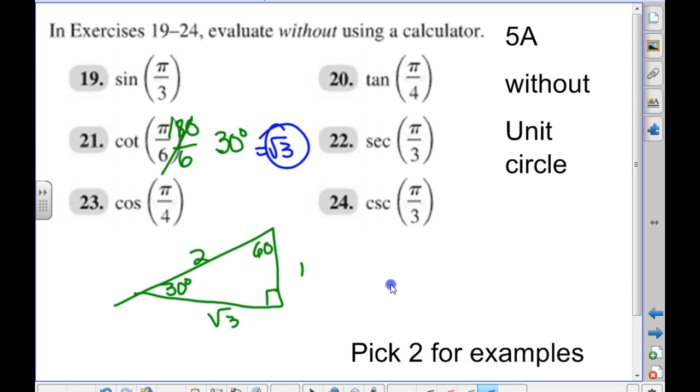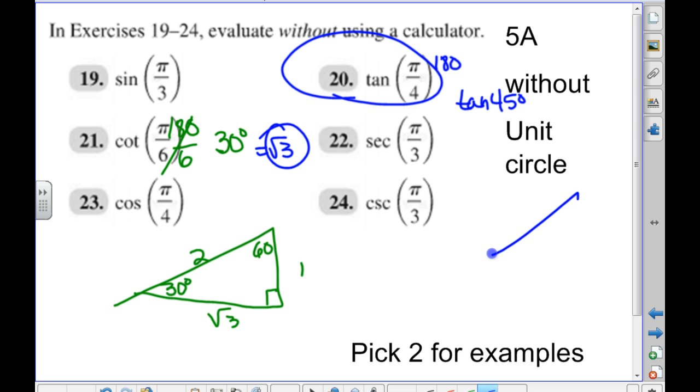One more or not? Let's do one with a pi over 4. Number 20? Okay. What is a pi over 4? What's 180 cut in half and cut in half again? 45. So this is the tangent of 45 degrees, which is a 1, 1, and a square root of 2. Tangent is opposite over adjacent, so we get 1. Can you handle those?